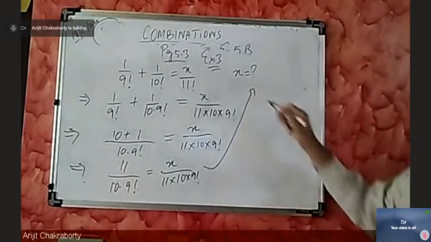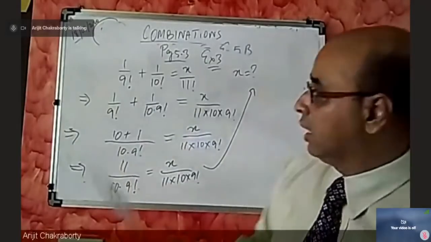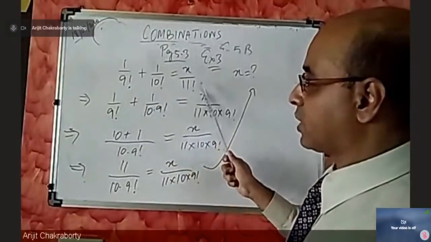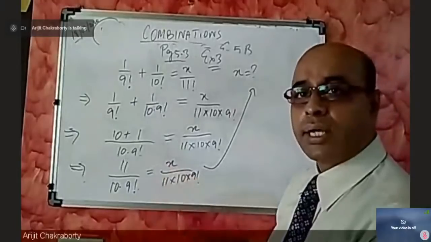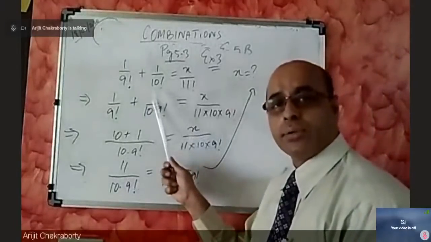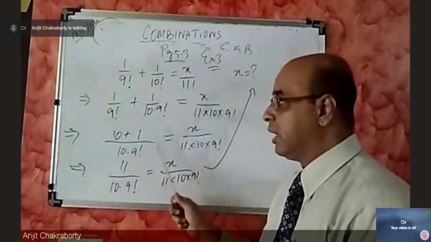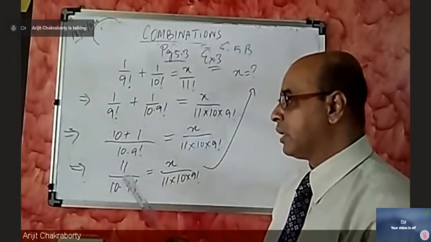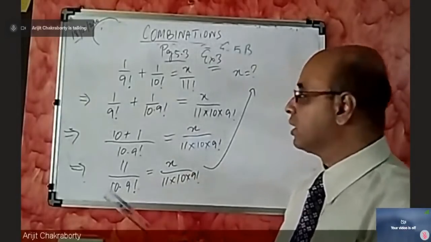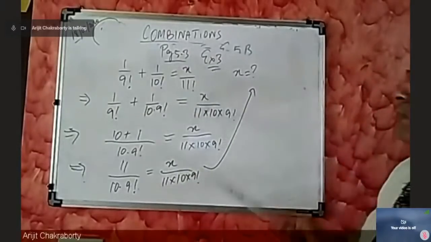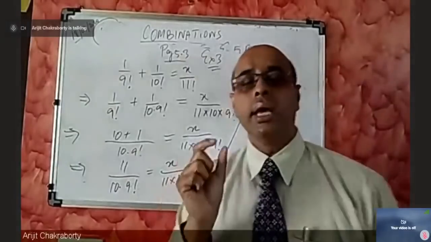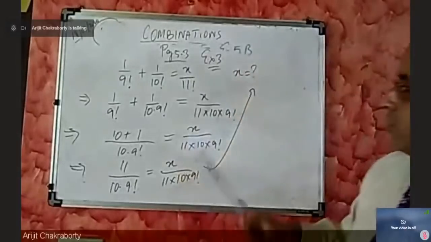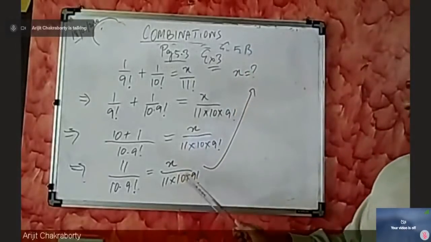So now let us proceed here. Till now let us see what we have done. 1 by 9 factorial plus 1 by 10 factorial is equal to x by 11 factorial. We have taken the LCM. What we have done is we have expanded 10 factorial. 10 factorial is equal to 10 into 9 factorial. And I have kept 9 factorial as it is. Taking the LCM, 10 plus 1 equal to 11 divided by 10 into 9 factorial. This side I have only expanded 11 factorial, and 11 factorial is 11 into 10 into 9 factorial. So this is what we have achieved.